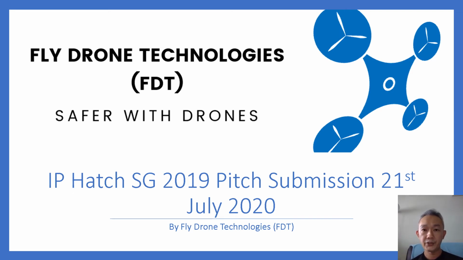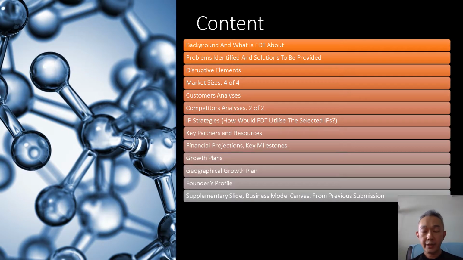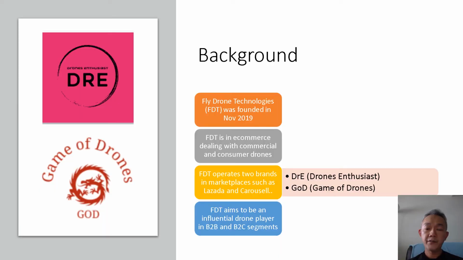In the next few minutes, I hope I can convey the message to you about who we are and how we can create value as the assignee to the selected IPs. Now I've prepared several elements in the deck and will zero in on the critical parts. In one sentence, FDT deals with drone solutions. We are currently active on e-commerce platforms, largely dealing with consumer and commercial drones.